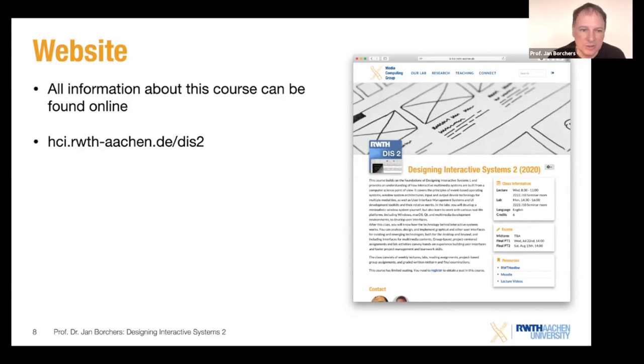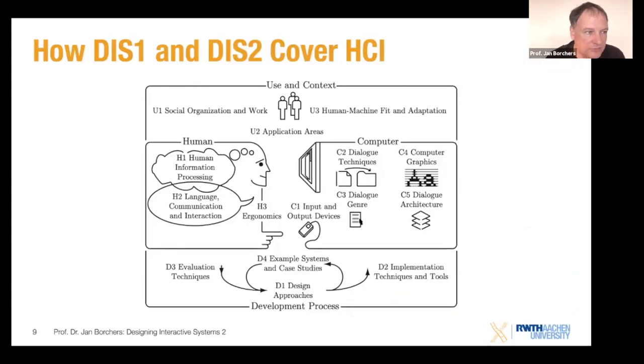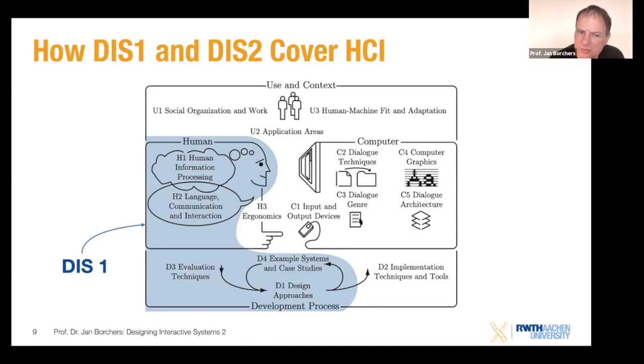All right. Now, I just want to briefly talk about how DIS1 and DIS2 sort of fit together. We have already talked, last semester, you've seen that DIS1 tends to cover sort of this left-hand side of what this view of human-computer interaction as a field includes. So we talked about human information processing, language communication interaction, this was all sort of about the human, right? DIS1 was a lot about how people behave and how they work, if you want, to understand better how they use computers and why they do certain things certain ways.